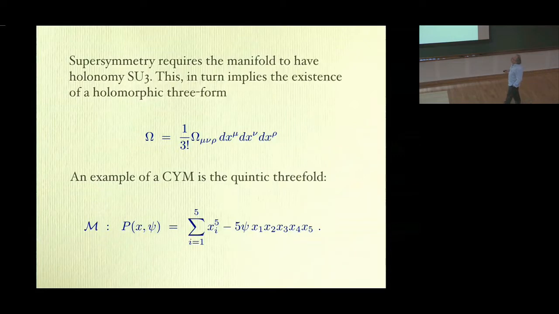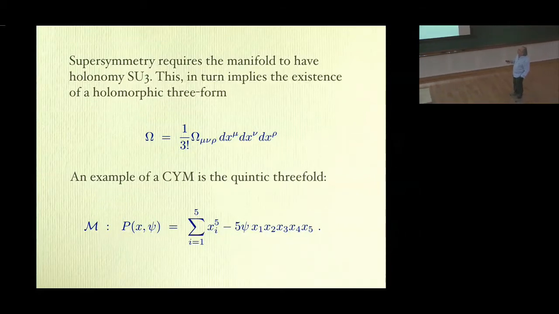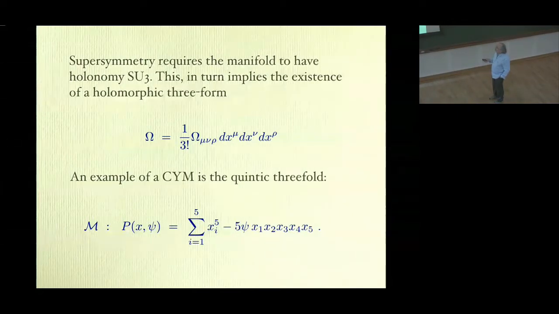So an example of a Calabi-Yau manifold is the famous quintic. This is perhaps the simplest thing you can write down. You consider in CP4, complex projective 4-space, you define a submanifold by giving an equation here, P of x and psi. So it's the sum of the fifth powers of the coordinates minus 5 times psi, where psi is a parameter, times the product of the x's. So you take such a slice of the manifold, and this gives you a Calabi-Yau manifold, as we'll see.